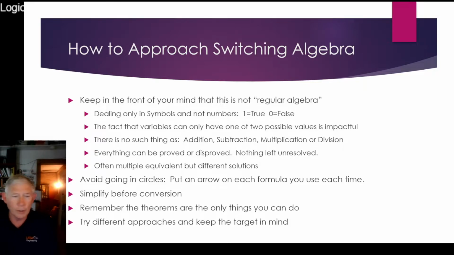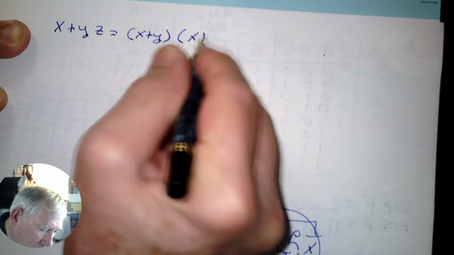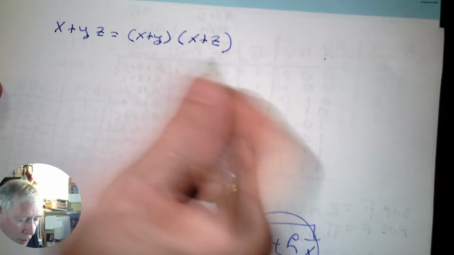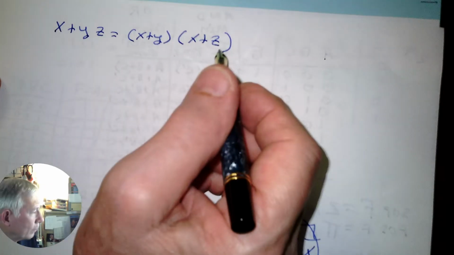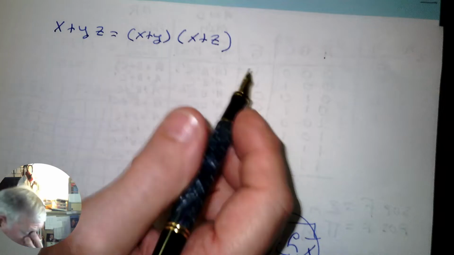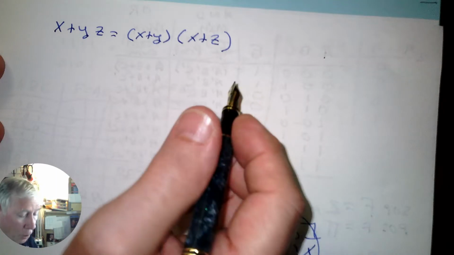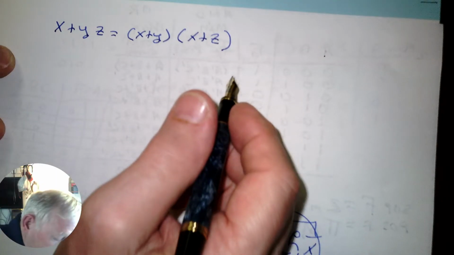Let's do one now. Let's take the second distributive law and go through that right now. Here it is: x plus yz equals quantity x plus y, quantity x plus z. You know that's not legal, you can't do that in normal algebra, but you can in switching algebra. So let's show how. One way is to look at all possible values of x, y, and z and show that the two sides are equal.